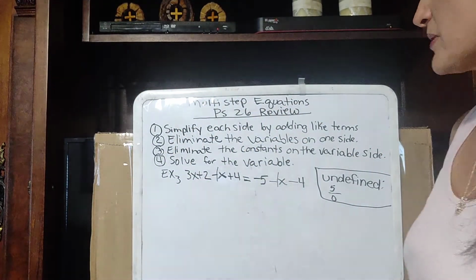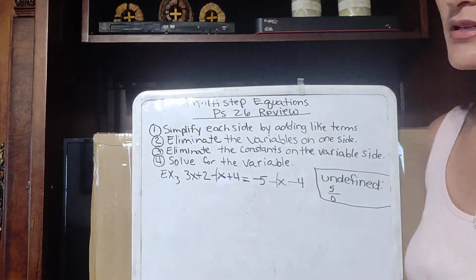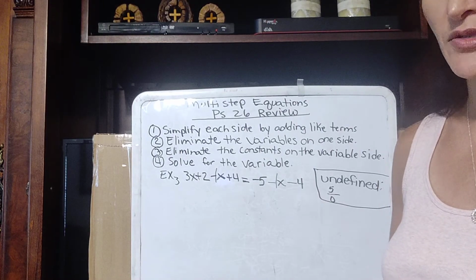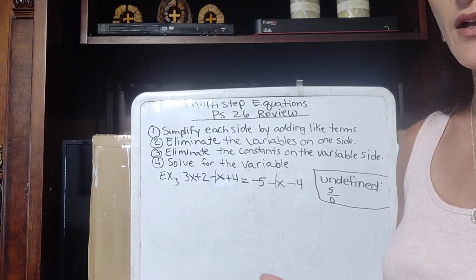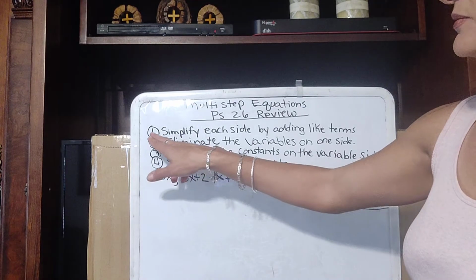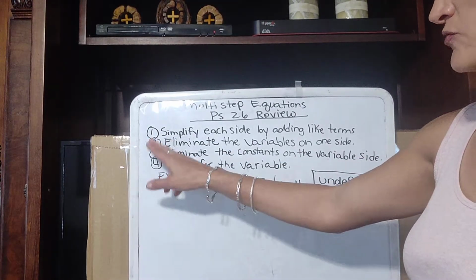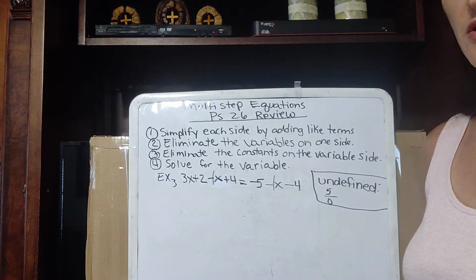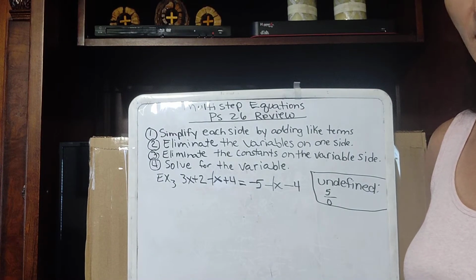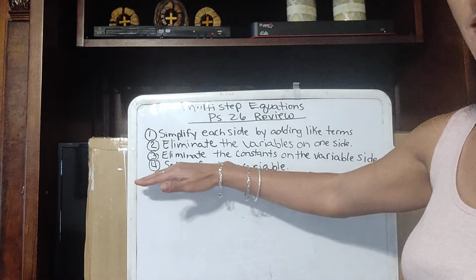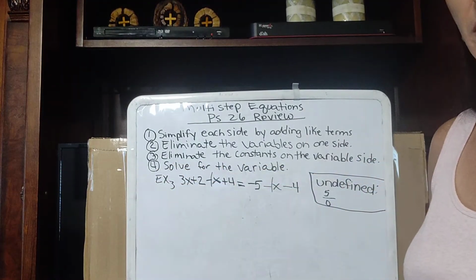Okay, guys, so we're going to be covering multi-step equations, which is a review of problem set 26 that we did before the break. Listed here on my board are the 4 rules that you can find on page 110 of your problem set 26. Please make sure that you write these down somewhere where you can easily refer to them.